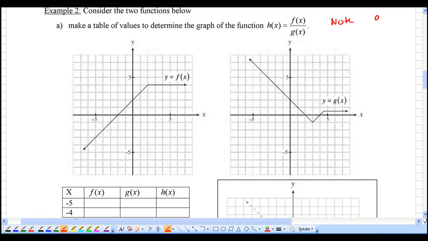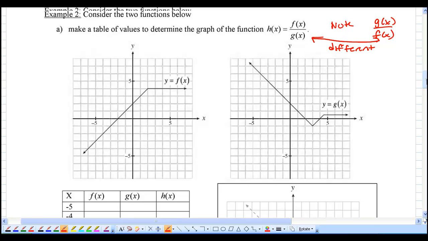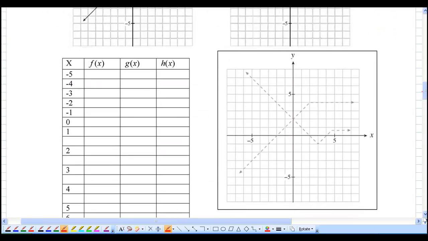If I asked you to find g of x over f of x, that is different, okay, than f of x divided by g of x. Multiplication, the order doesn't matter, just like addition, order doesn't matter. But subtraction, order matters. Same thing with division. The order matters. So once again, I'm going to ask you to fill in your table of values.